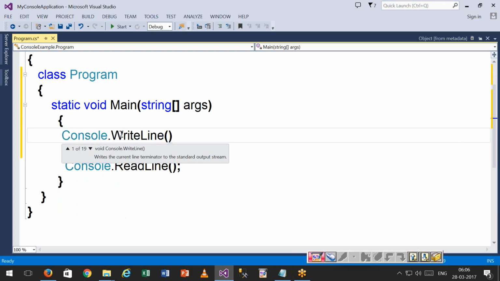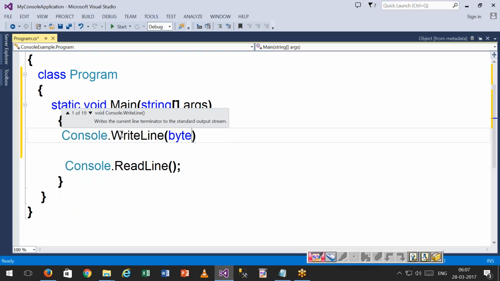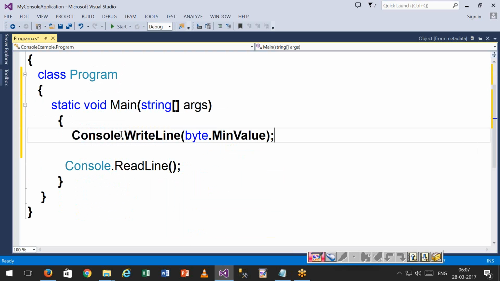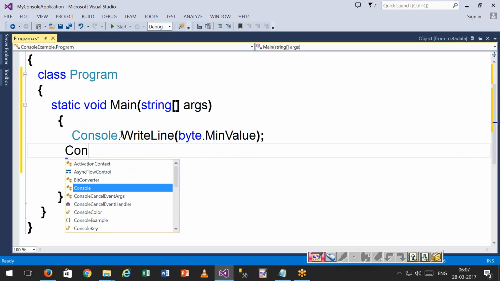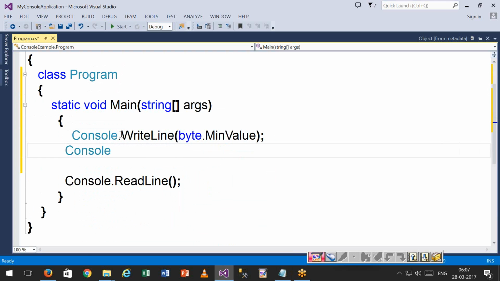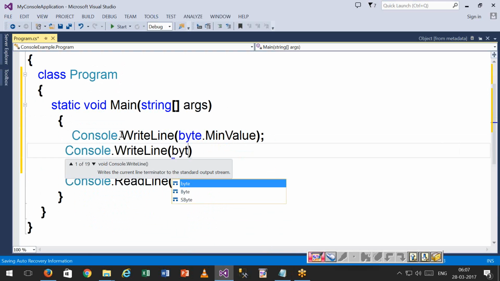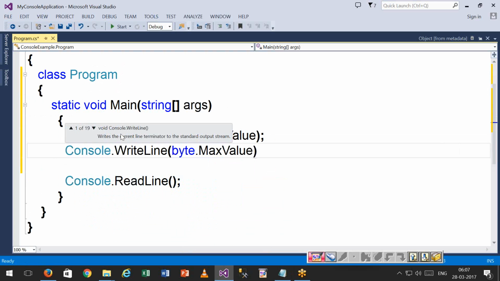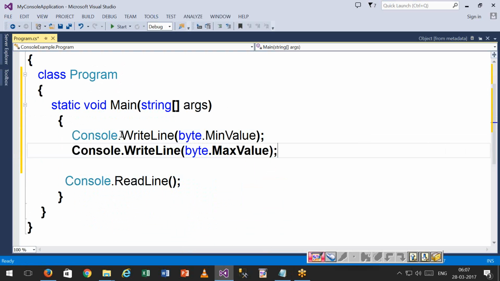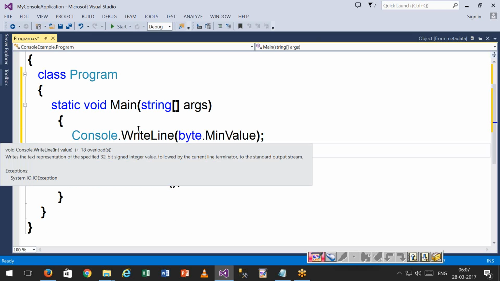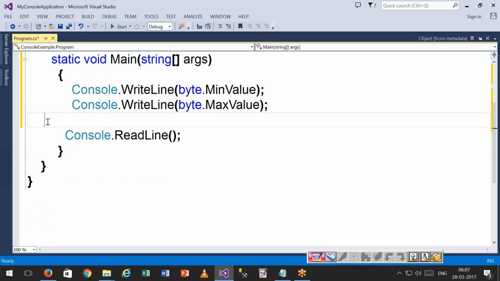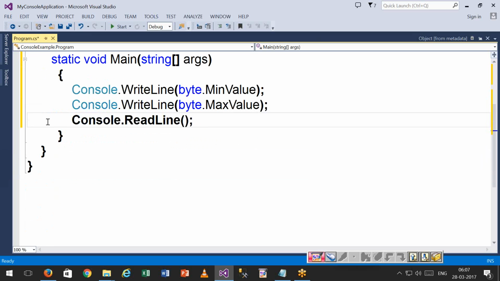Console.WriteLine byte.MinValue. Console.WriteLine byte.MaxValue. Byte.MinValue, byte.MaxValue. Right. Are you clear? Yes.